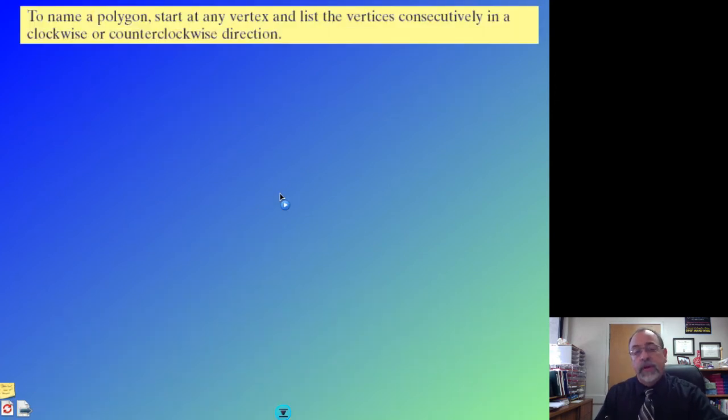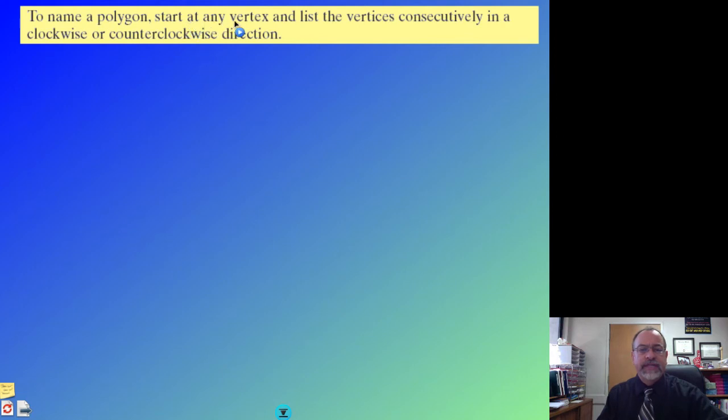Well, now that we know what a polygon is, how do we name these polygons? We name angles a certain way with an angle symbol and then 3 letters if there's multiple angles or 1 letter. Segments, we have a way to name those. Rays, we have a way to name those. So everything has a way to be named in geometry. So how do we name a polygon?